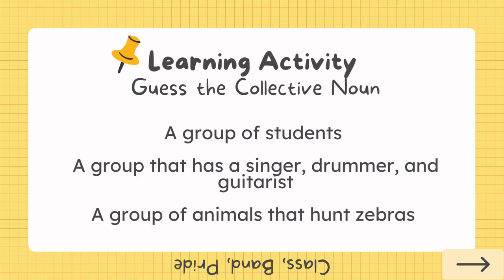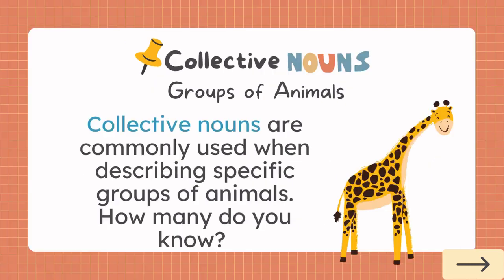The next learning activity is guess the collective noun. A group of students, a group that has a singer, drummer, and guitarist, a group of animals that hunt zebras. You might be thinking, what could these be? A class, a band, a pride.